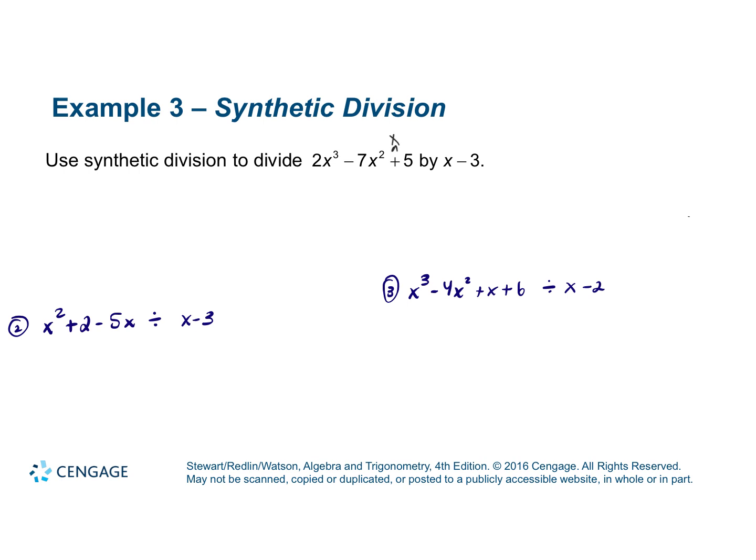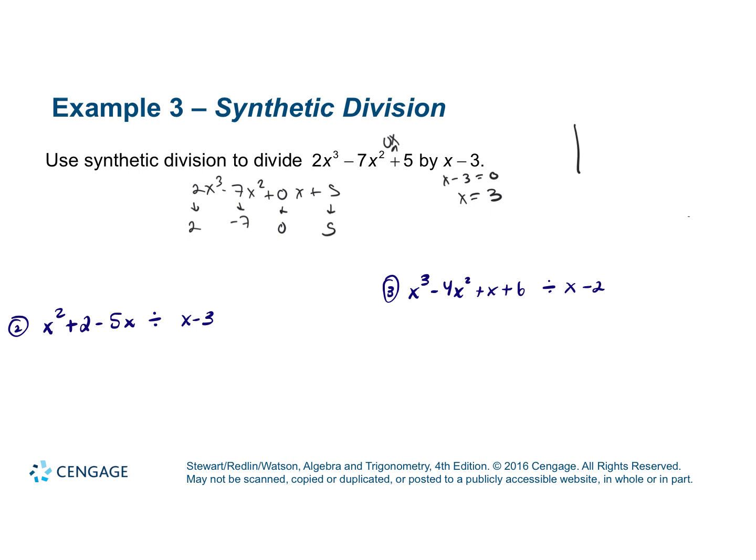We have to add the 0x in order for us to be able to find it. Now, x minus 3 equal to 0. We get x is equal to 3. So we have the number that we're going to divide it by. Now, we have the 2x cubed, the negative 7x squared, plus the 0x plus the 5. Let's grab the coefficients. So it's 2, negative 7, 0, and 5.